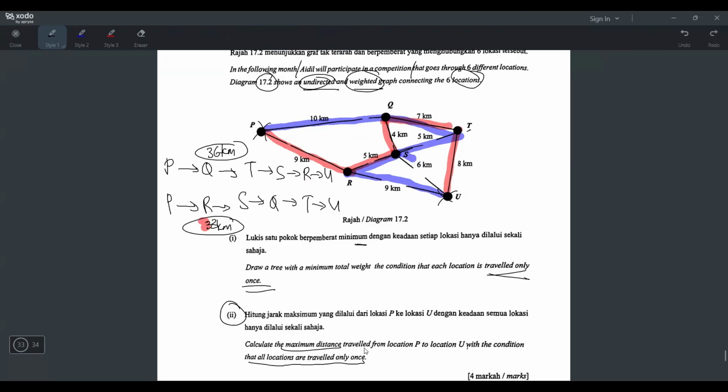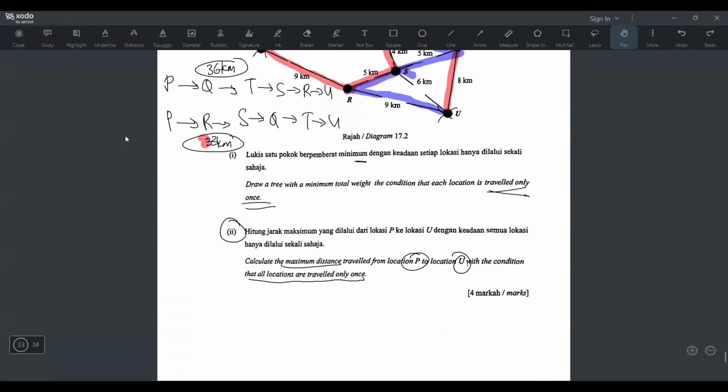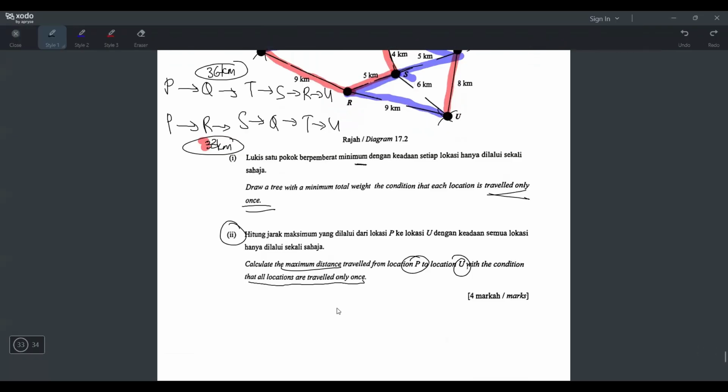Calculate the maximum distance traveled from P to U with the condition that all locations are traveled only once. So maximum distance is this one, right? But we have to write down the working nicely. So number 2, it will be P go to Q, go to T, go to S, go to R, go to U. So I want you to write this in your working also, and then the maximum distance, and we should show them the working.